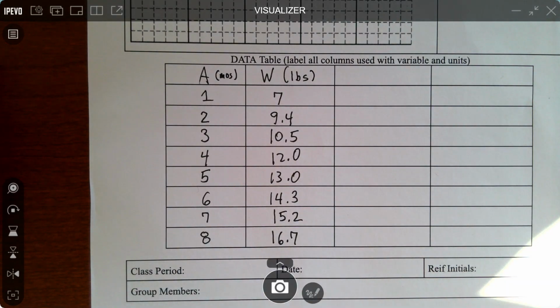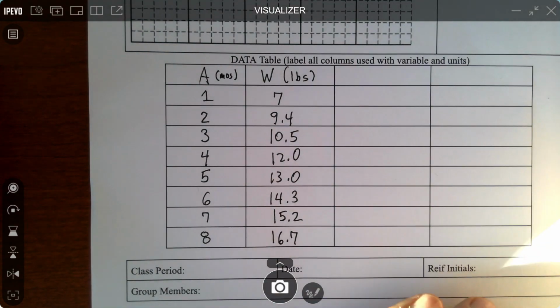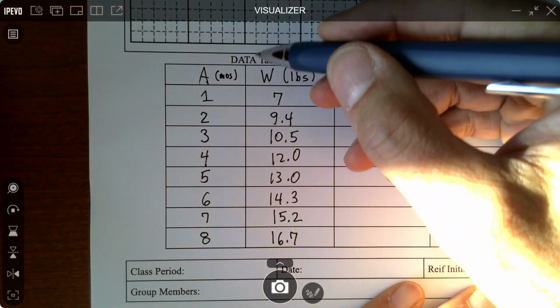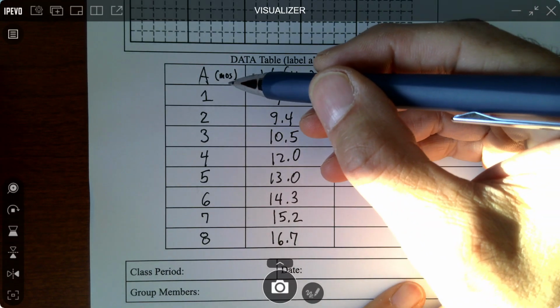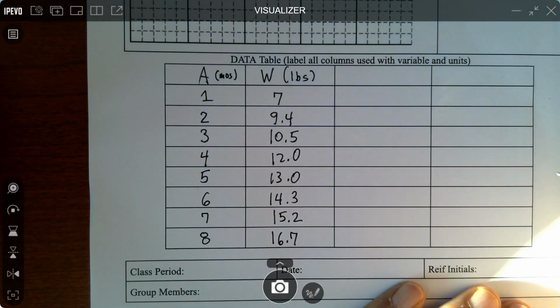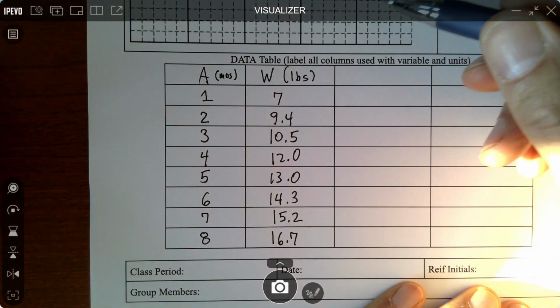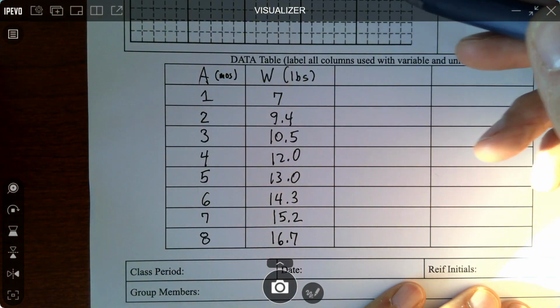Okay, students, this is Mr. Reef, and this is going to be a video about how to make a scatter plot in physics or AP Physics. I've got a set of data here. I've got age in months, and then I've got weight in pounds. Now, this is made-up data, but we'll talk about what it could mean if it were real data.